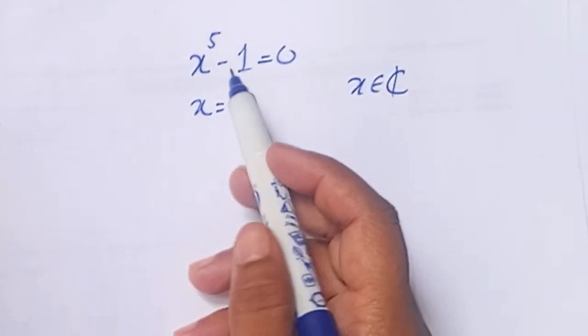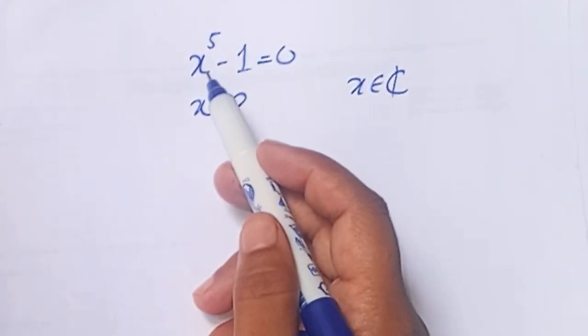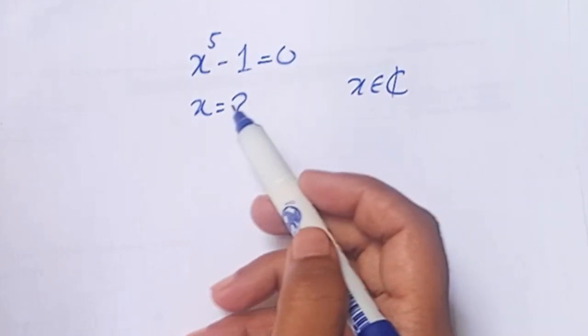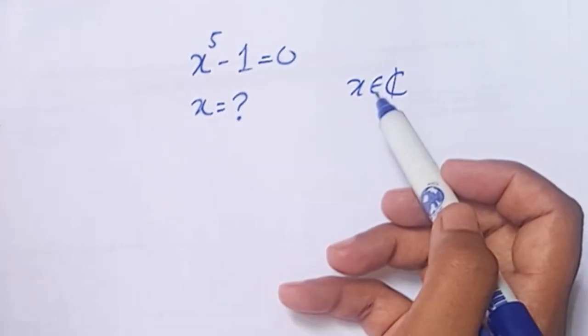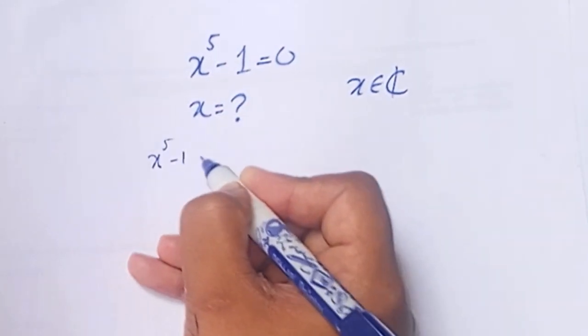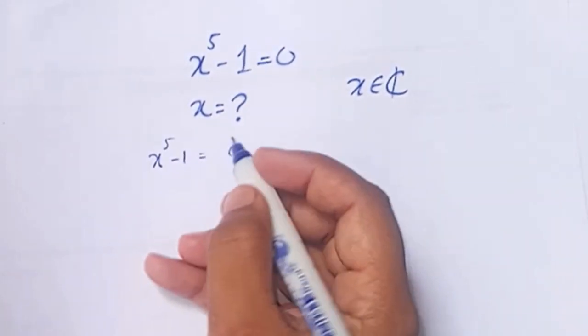Hello, good day everyone. Let's try to solve this question: x raised to the power 5 minus 1 is equal to 0. We find the value of x, and so let's start. The given information is x raised to the power 5 minus 1 is equal to 0.